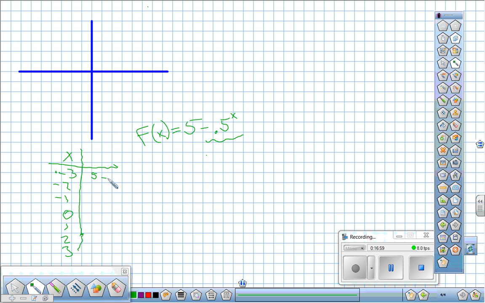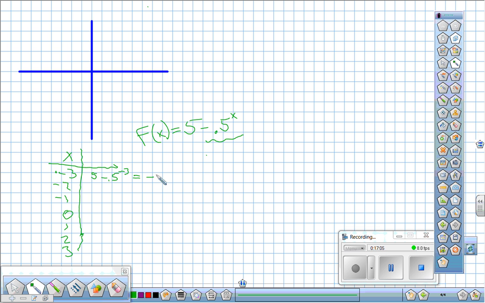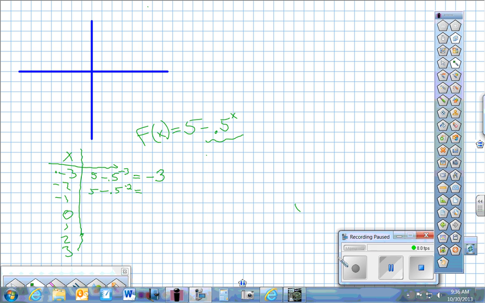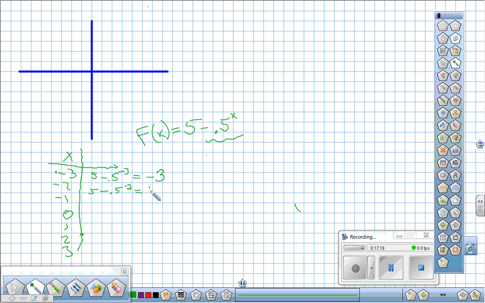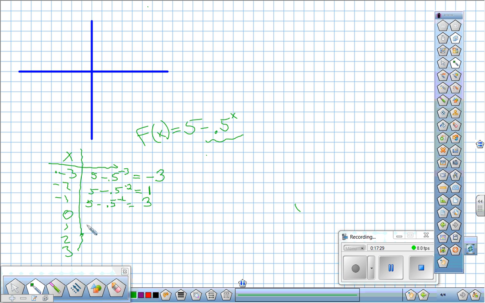I'll have 5 minus 0.5 to the -3. And that actually gives me -3, which is very odd. And then I'm going to plug in -2. So I have 5 minus 0.5 to the -2, which gives me the function value of +1. Then I'm going to plug in -1. So I have 5 minus 0.5 to the -1. And that gives me +3.